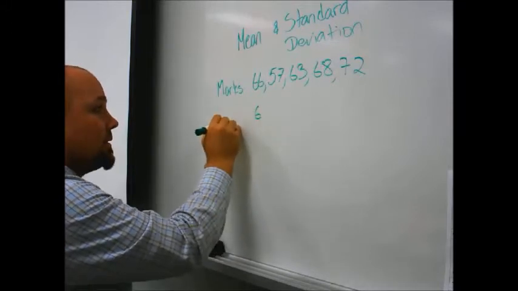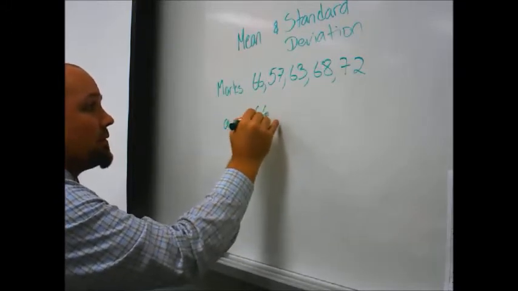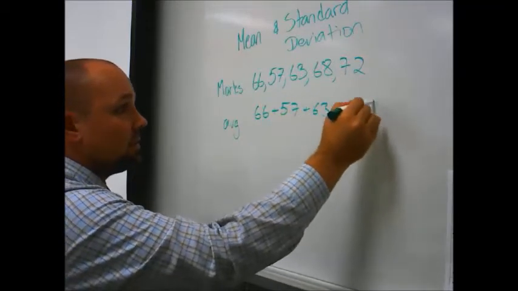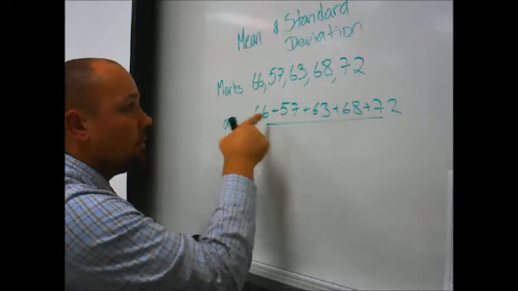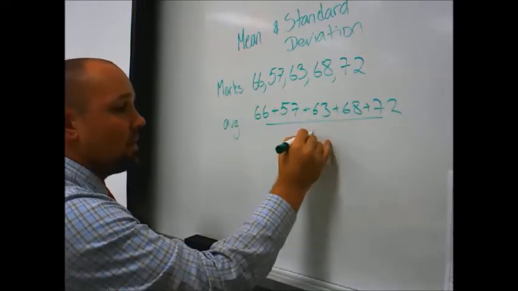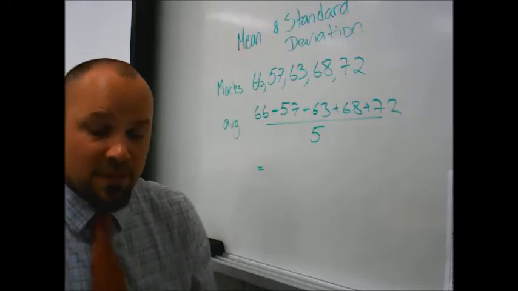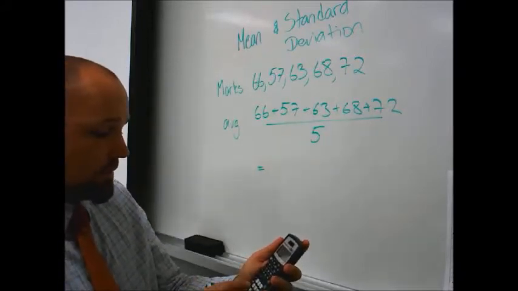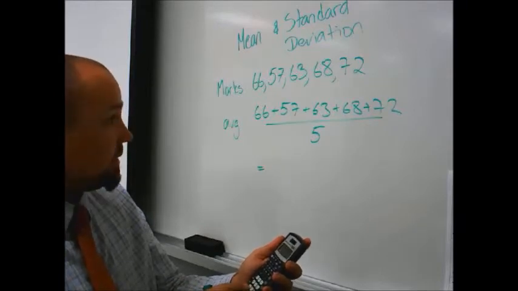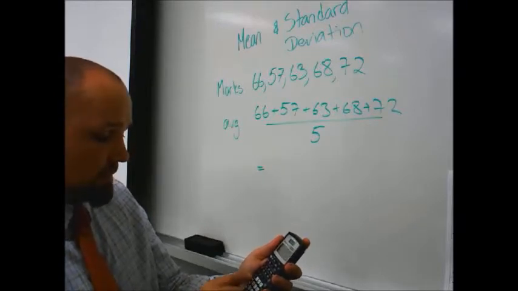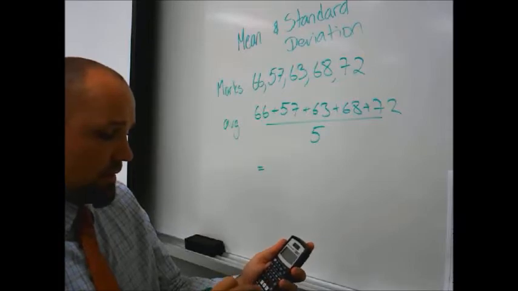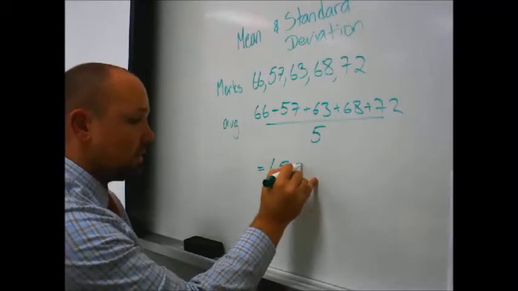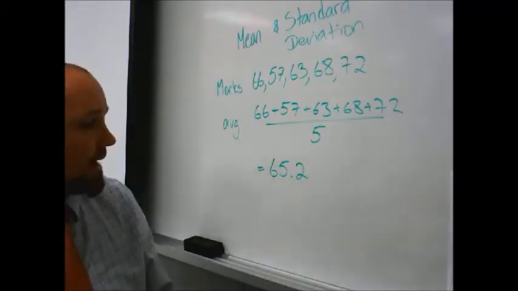So this is the average. We add it together. So 66 plus 57 plus 63 plus 68 plus 72, divided by 1, 2, 3, 4, 5 numbers of data. So we divide it by 5. Okay, so that's going to make the average mark 66 plus 57 plus 63 plus 68 plus 72 equals, and then divided by 5. So 65.5. Sorry, 65.2.